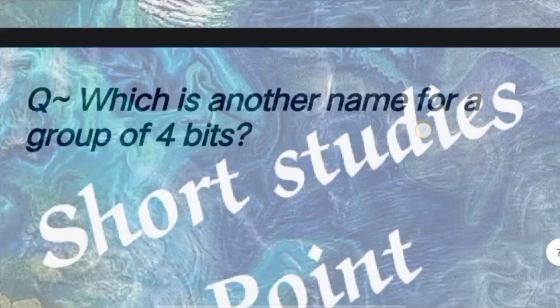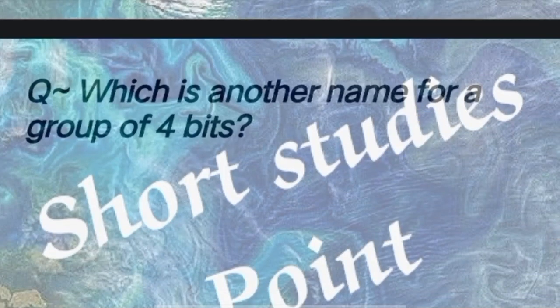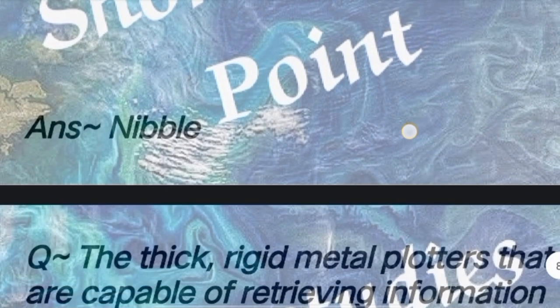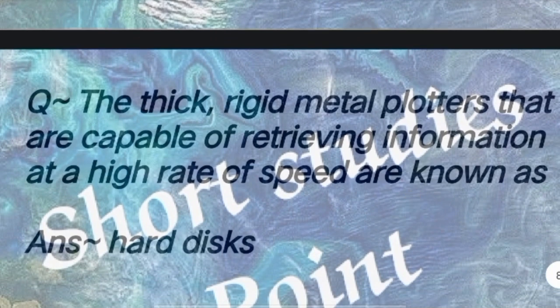RAM. Next question: which is another name for a group of 4 bits? Answer: nibble. Next question: the thick rigid metal platters that are capable of retrieving information at a high rate of speed are known as answer: hard disks.